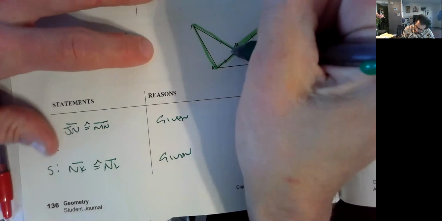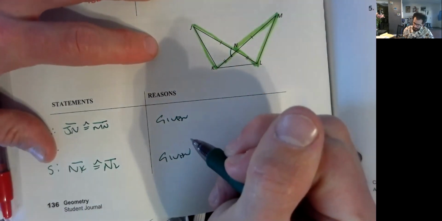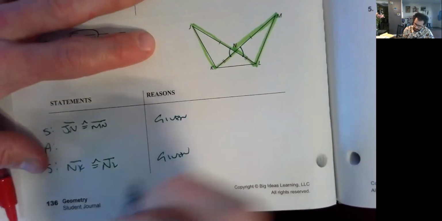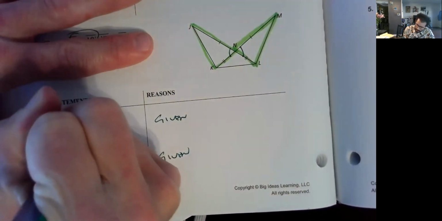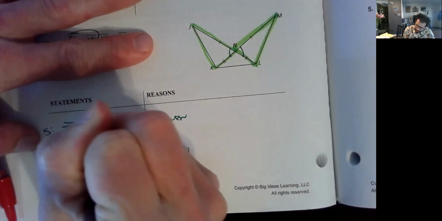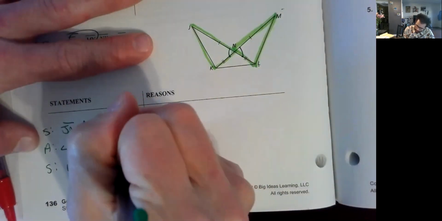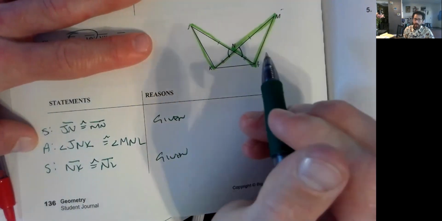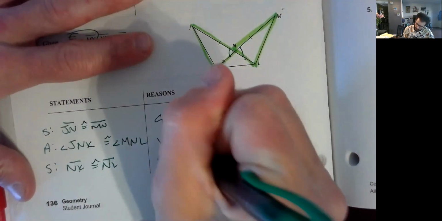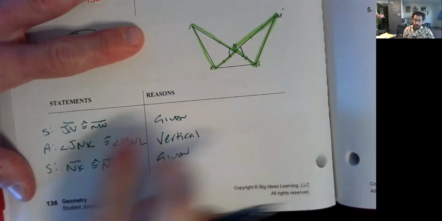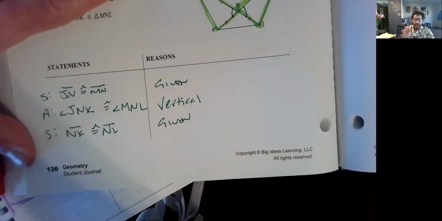What angle? Side, angle, side. We have to get this angle right here. Side, angle, side. It has to be this angle right here. So angle JNK is congruent to angle MNL. Remember, order matters. Why? Well, one word. They're vertical. They gave us the two sides. That was really nice of them. And we just had to fill in the angle.